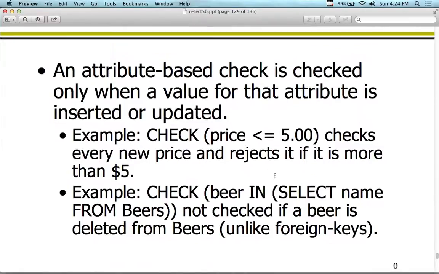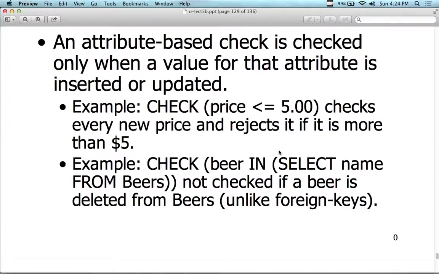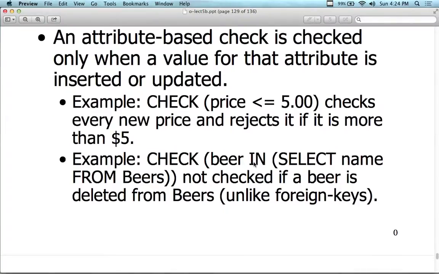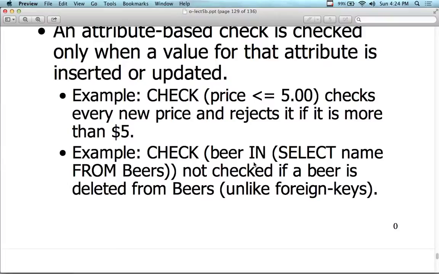So here's an example of a check. Price is smaller than or equal to $5. It checks every new price and rejects it only if it's more than $5. And this other example is what I just did before. It's not checked if a beer is deleted from Beers, so select name from Beers is not checked if a beer is deleted, unlike the foreign key. So one of the advantages of using the primary and foreign key is you have that referential integrity that goes on between the two of them. And there's always a consistency check. With a check, there's no such check.